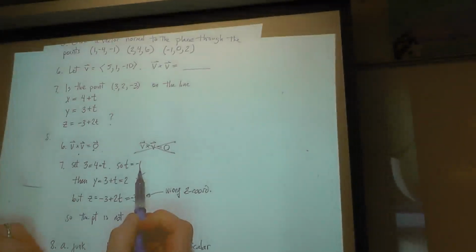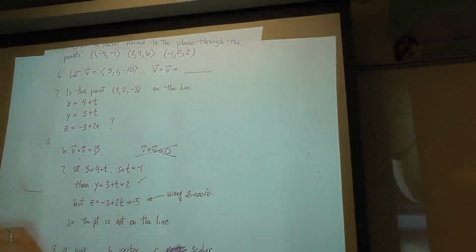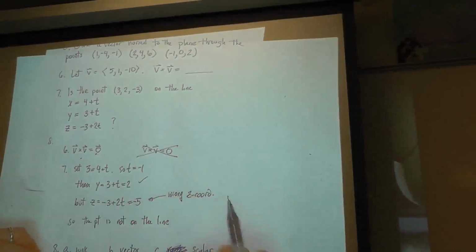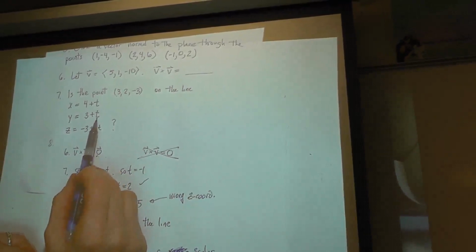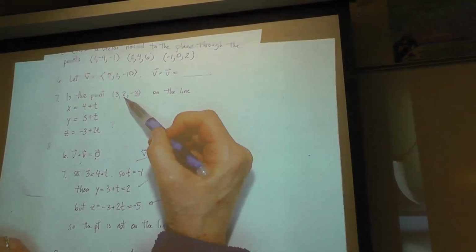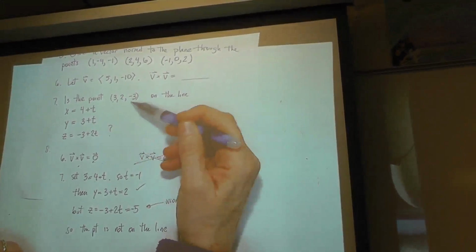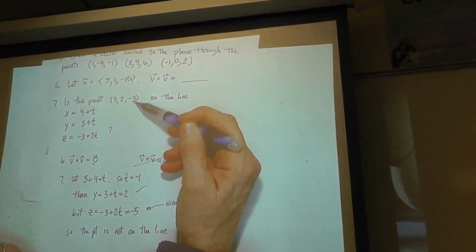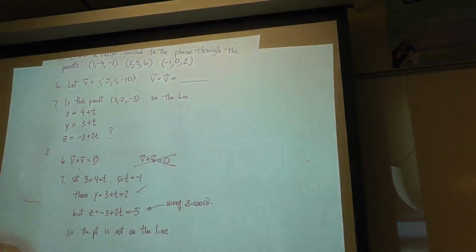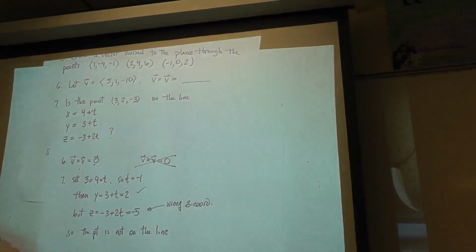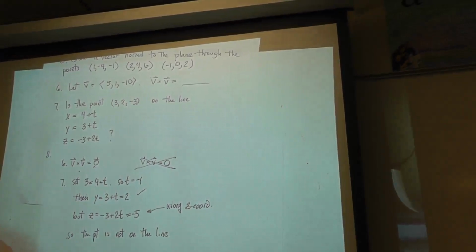Figuring out if the point is on this line, I set the x-coordinate 3 equal to 4 plus t. That would tell me if it's a point on the line, it would have to be there at time -1. Well, you let t equal -1 in the y-coordinate, and you get the y-coordinate matching up. But if you let t equal -1 in the z, no go. Okay?